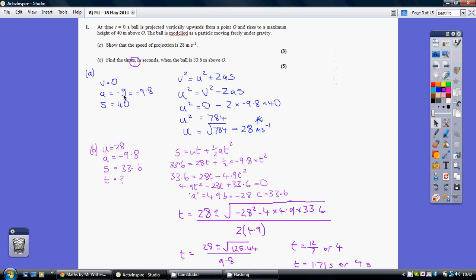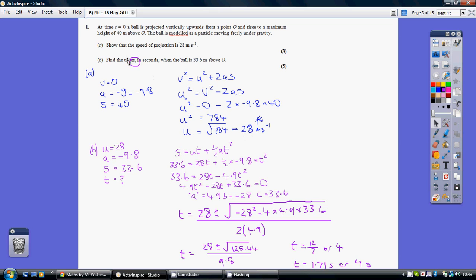So a is minus g, so minus 9.8, and we're told that the maximum height is 40 meters, so s equals 40. So using v squared equals u squared plus 2as, I've rearranged this to make u squared the subject, and substituting in these three values we get u squared being 784, so u being the square root of 784, which is 28 as required.